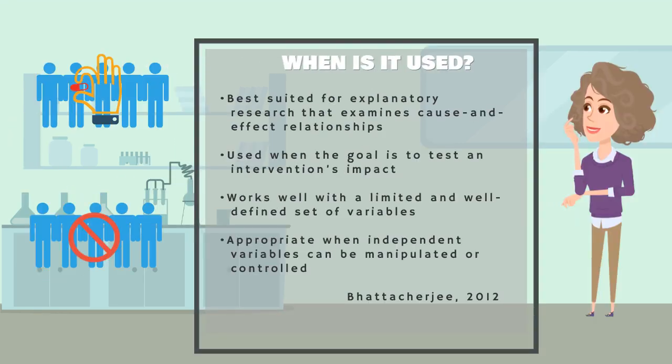When is RCT used? Randomized controlled trials are best suited for explanatory research, where the main goal is to understand cause and effect relationships. This design is used when researchers want to test whether an intervention truly leads to a change in outcomes. RCTs work best when the study involves a limited and clearly defined set of independent variables that can be manipulated or controlled, such as a specific drug, educational program, or procedure.